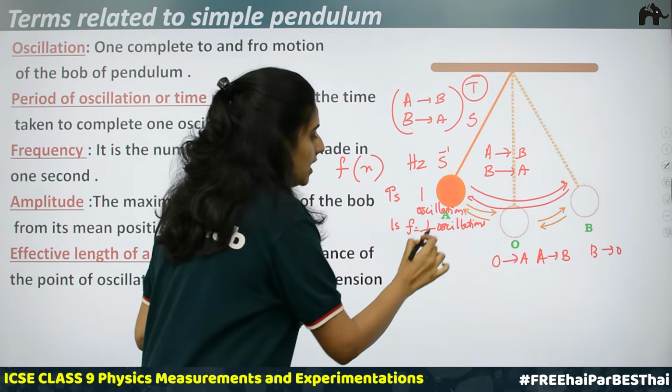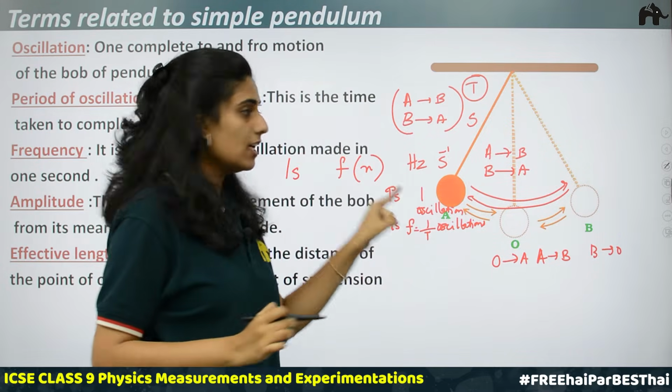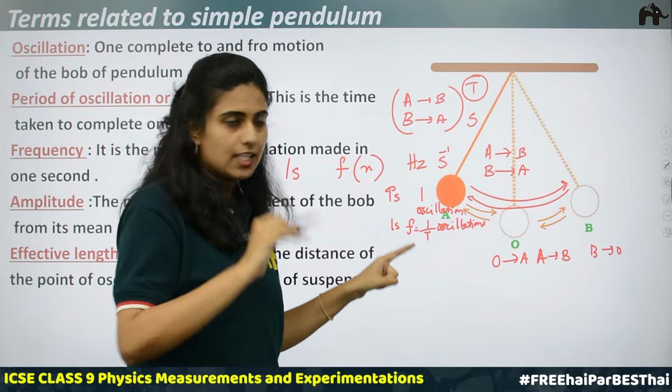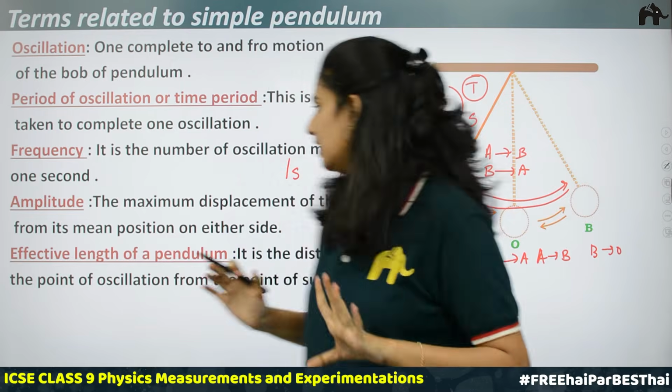Okay, as we said, the unit of time period is second. Therefore, what will be the unit of frequency? Second inverse. 1 by second, which is second inverse. So, this is the third term, frequency.